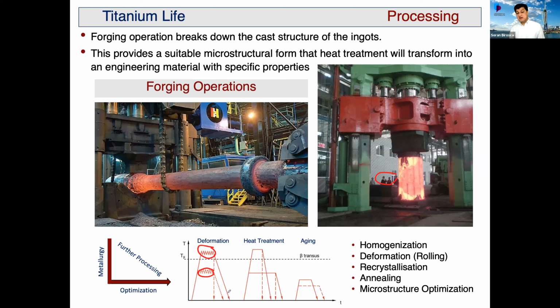And then you'll go through the heat treatment, and again, it will be decided if it's above beta transus or below beta transus, for how long, and controlling the cooling rate and so on, and then go through the aging. So this is for optimizing the property and microstructure of the alloy.